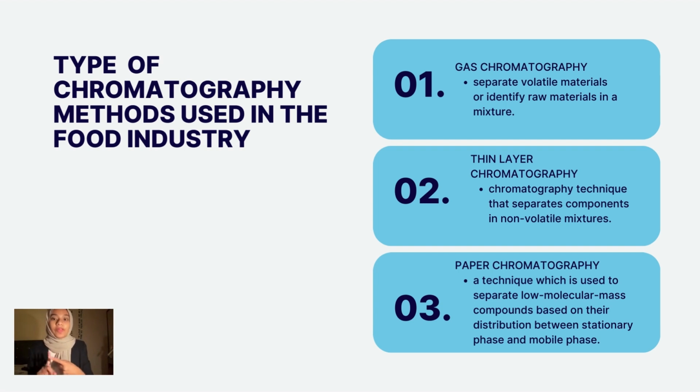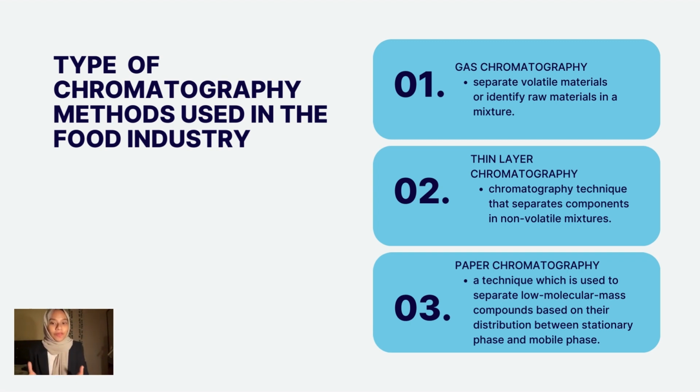First of all, we have gas chromatography. It can separate volatile material or identify raw material in a mixture. It has emerged as a powerful analytical tool extensively utilized in the food and beverage industry for food analysis. And then we have thin layer chromatography, which can separate the components in a non-volatile mixture. It is performed on a TLC plate made up of a non-reactive solid coated with a thin layer of adsorbent material. This is called the stationary phase.